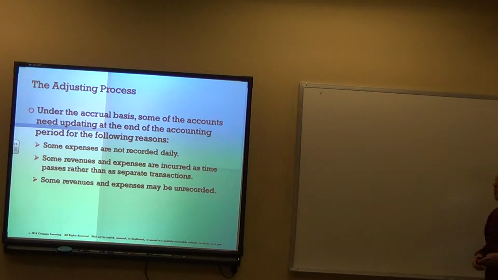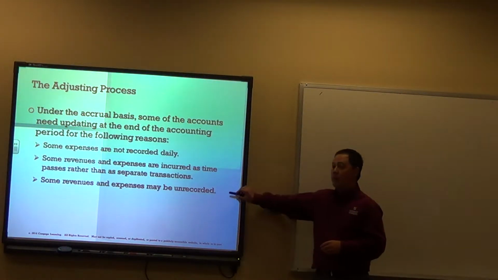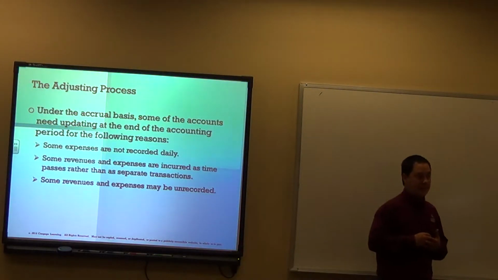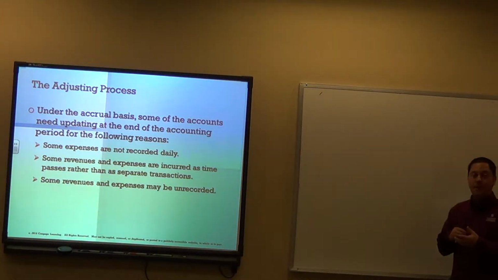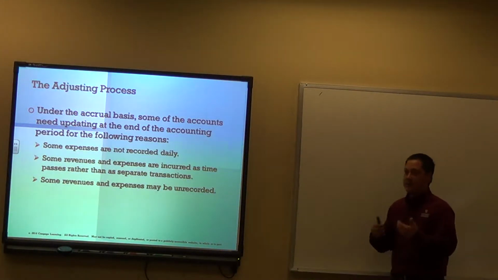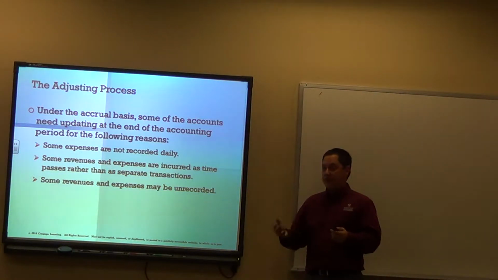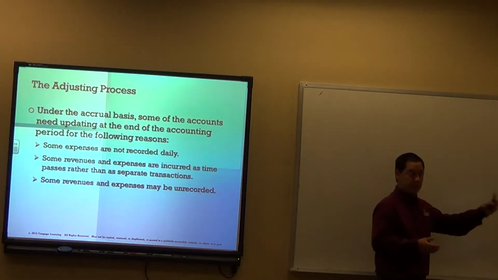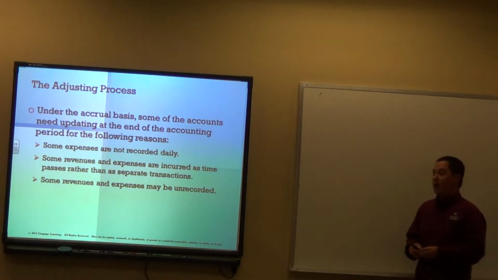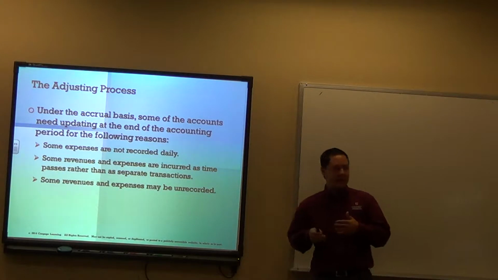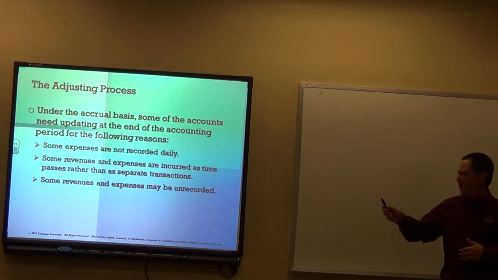Some revenues and expenses may be unrecorded, so we may not record some of those things. We'll talk a little bit about that. Sometimes, like I said with the landscaping business, somebody may have paid me in advance before I do any work. They may pay me 50%, let's say $10,000, of a $20,000 landscaping project. Well, I haven't earned that yet, because I haven't done any work yet. So that's an unearned revenue, and we'll talk about what that means.